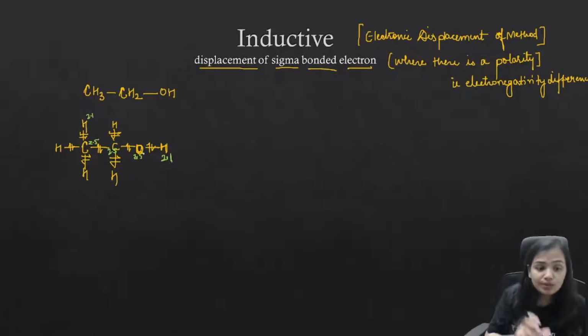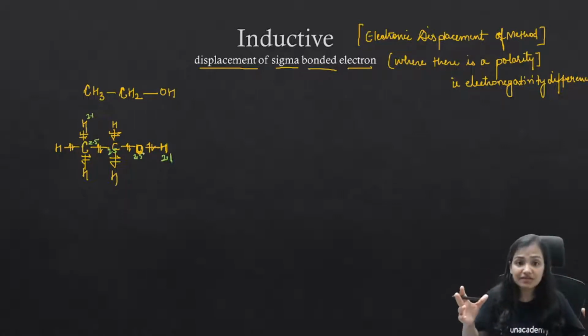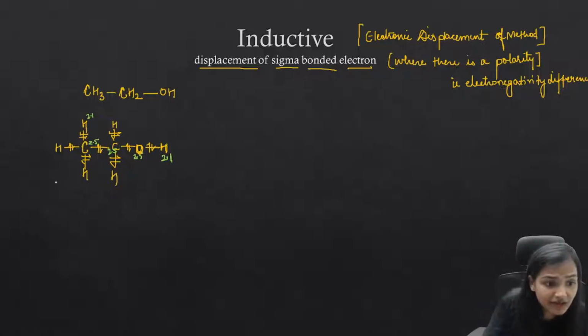Now, basically, we have organic compounds. Organic compounds are the compounds which contain carbon. So all the part of the carbon is basically part of an organic compound. But here we have a heteroatom.